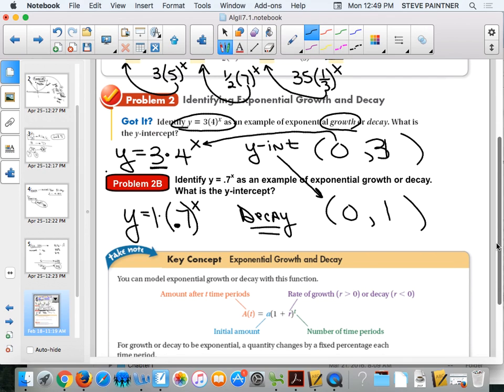Brady, can I just look? You put 0 into this one. 4 to the 0 is 1 times 3. It's 3. Put 0 into this one. 0.7 to the 0. 1. 1 times 1. 1. It works. There's no zeros to multiply. So what makes that 1?